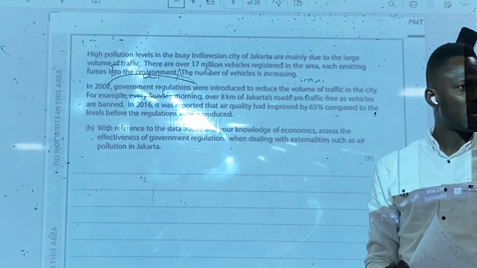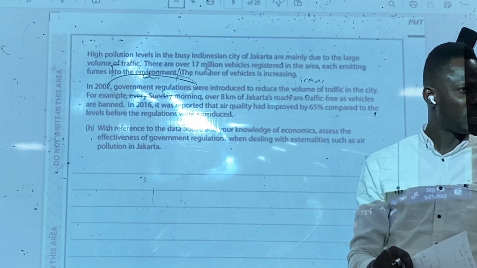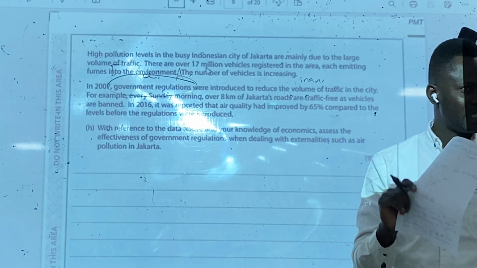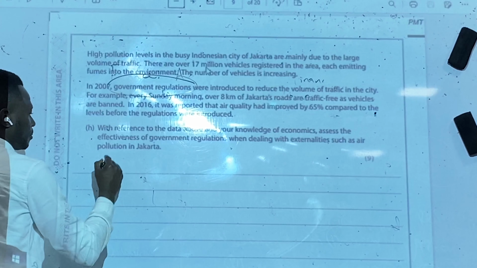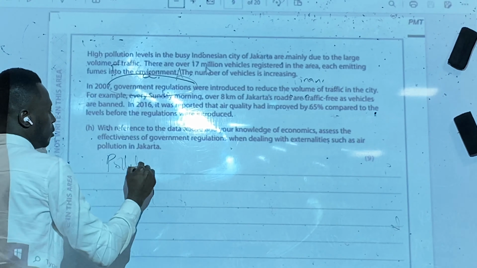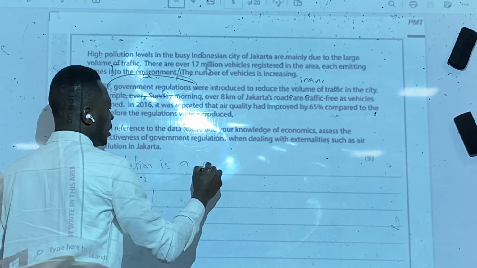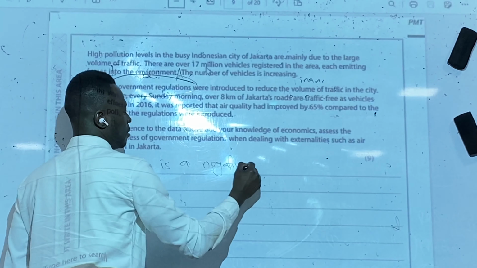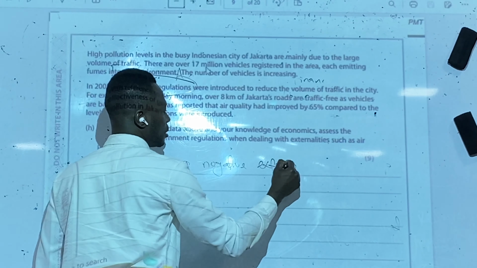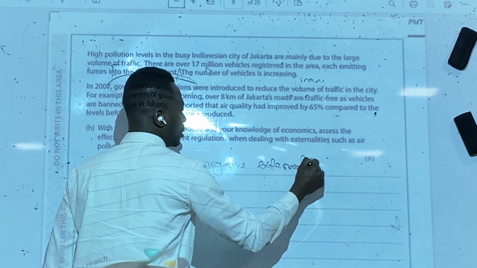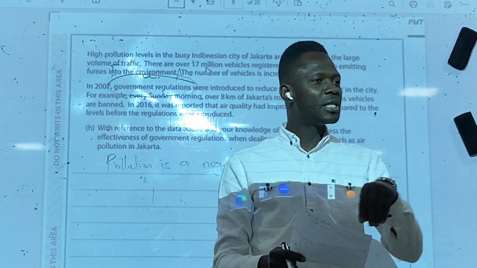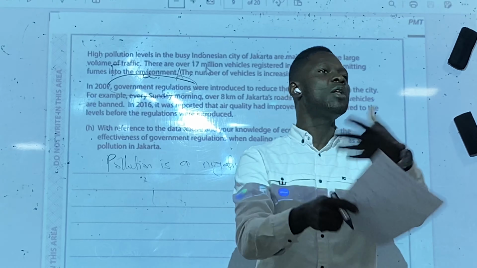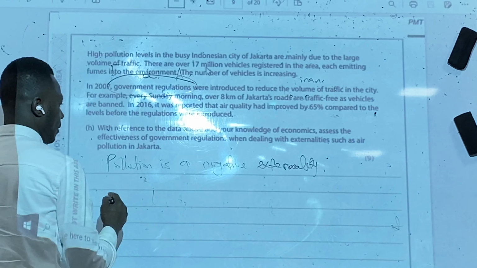So the first thing you have to talk about is pollution itself. Pollution is an externality, a negative externality, right? Yeah. So we said pollution is a negative externality. That's the first point. Why is it a negative externality? Because it creates spillover to the third party.